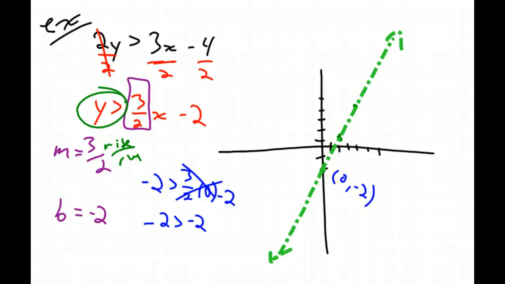Because negative 2 is equal to negative 2, but it's not just greater than. So since I cannot pick this point, I cannot choose my entire line. So that's why we're going to do a dashed line there.